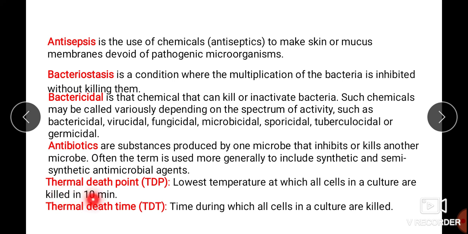The next term is thermal death point. Thermal death point, TDP, is the lowest temperature at which all the cells in a culture get killed within 10 minutes. Next point, thermal death time, TDT, is the time during which all the cells in a culture get killed.